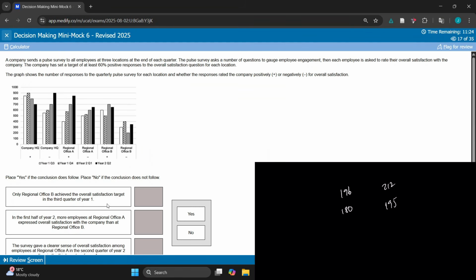Only Regional Office B achieved the overall satisfaction target in the third quarter of the year. So third quarter of the year, satisfaction target, only Regional Office B. Well, number of responses and whether they rated them positively or negatively. At least 60% positive responses. So is the 100 how many they sent out? So I'm going to say no for this because I just feel like there's more that could be there.